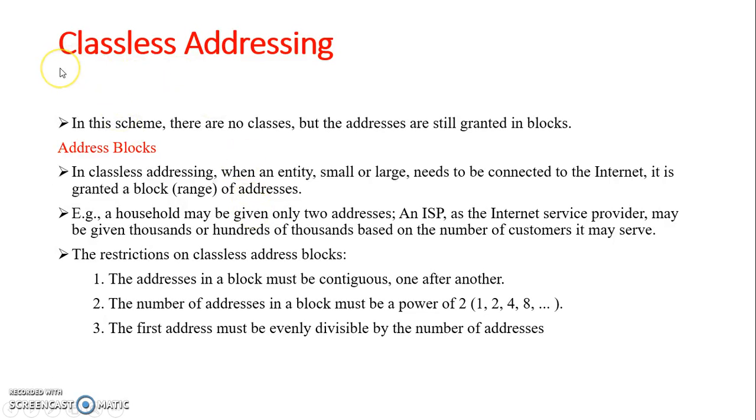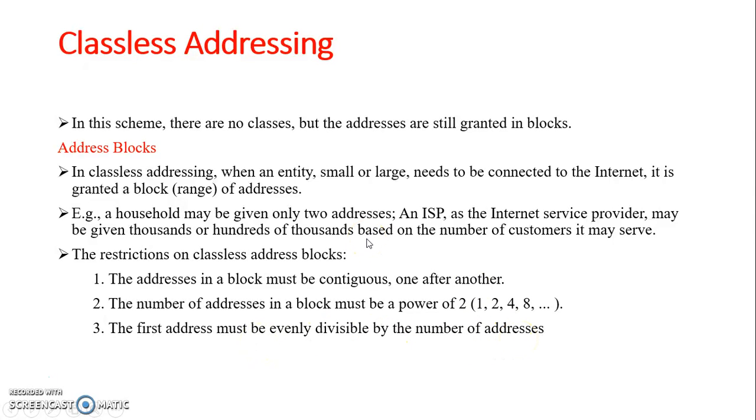Here there are three restrictions for using classless addressing. That is, the addresses in a block must be contiguous, one after the another. The next one is that the number of addresses in a block must be a power of 2. The first address must be evenly divisible by the number of addresses.